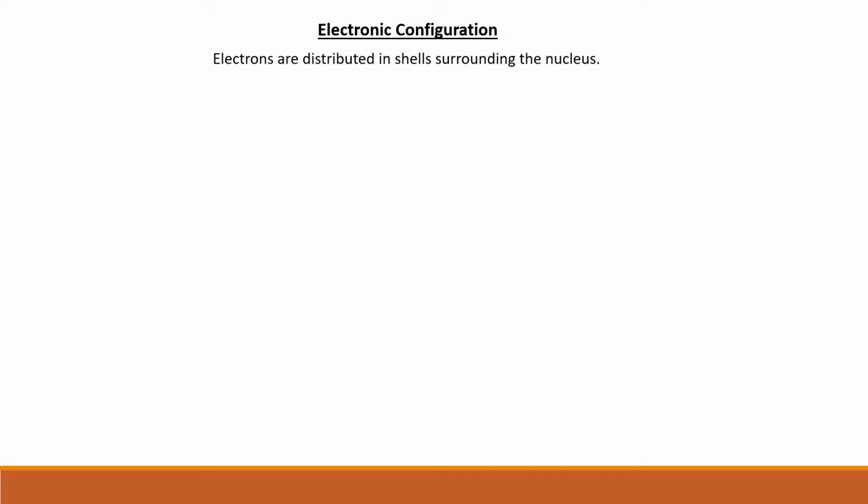Electrons are distributed in shells surrounding the nucleus. Electronic configuration is used to show how many electrons are in each shell. You can have a maximum of 4 shells. Not all elements use all 4, but I'll be using potassium here as the example, as this is one that does use all 4 shells.